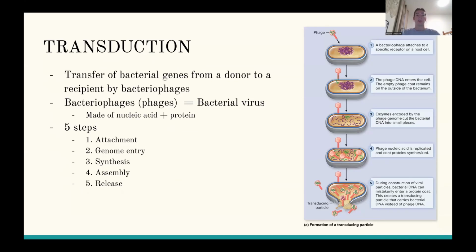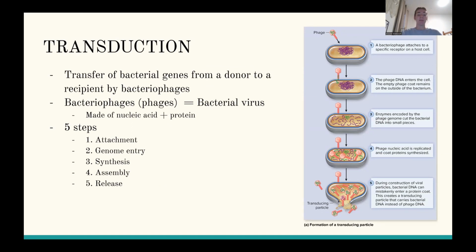A second type of horizontal gene transfer is transduction. Transduction is the transfer of bacterial genes from a donor to a recipient cell by bacterial viruses. Bacterial viruses are more commonly referred to as bacteriophages or more simply phages. They contain genetic material which can either be RNA or DNA and a protein coat. There are generally 5 steps for transduction to occur.